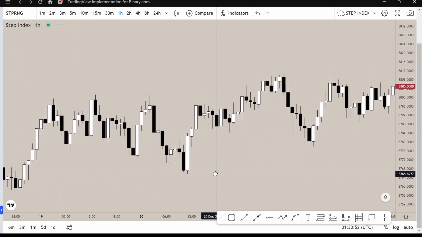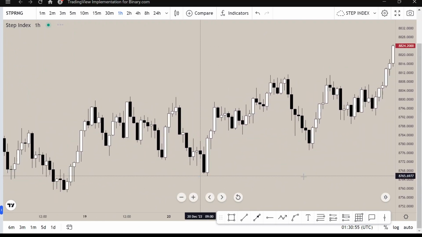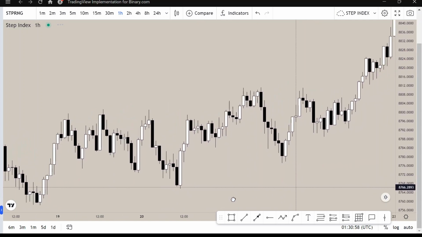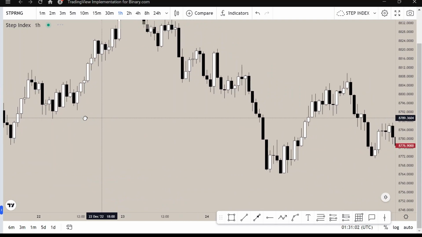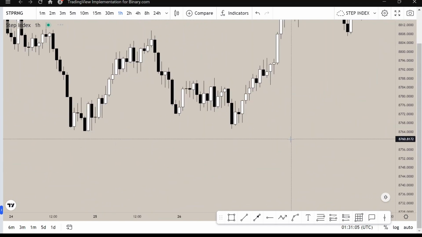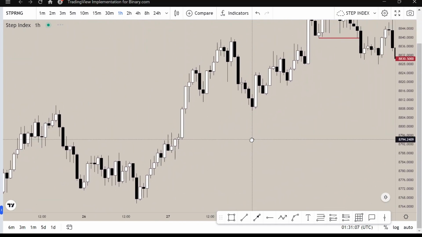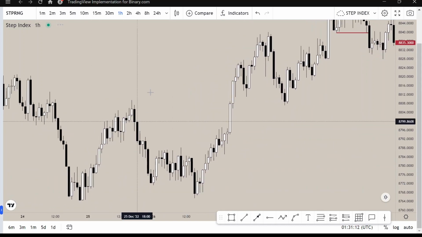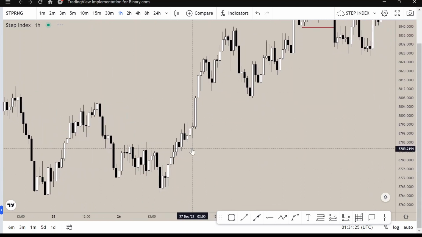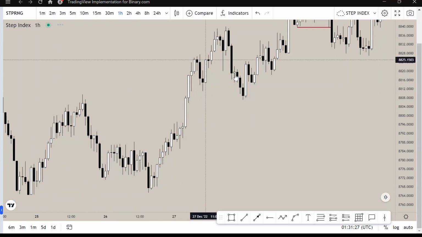So let's get a clear bias. Okay, so there's an example here. So as you can see from this point, price was bullish, up, pullback, break of structure. So already we are bullish at this present time. So considering this current price action, we are bullish, right?